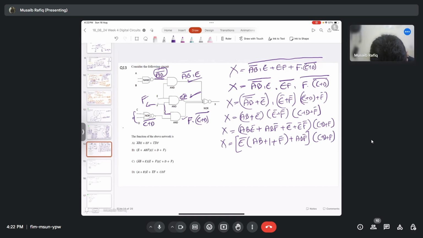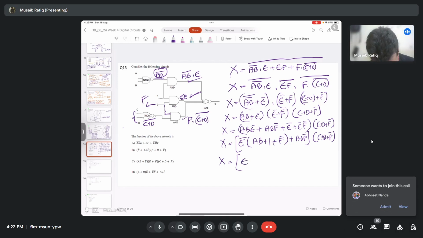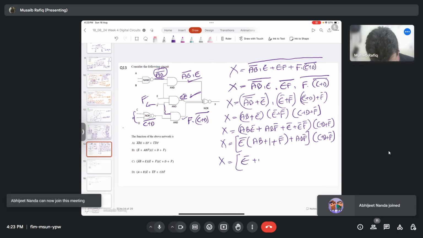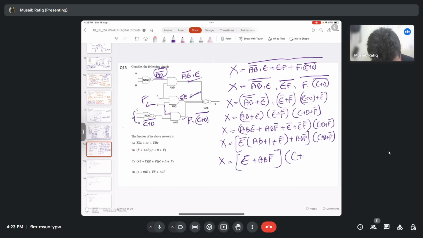This is bar D plus G plus F bar, then it's X. So 1 plus AB plus F bar is simply 1, so it will be E bar. So it is E bar plus AB F bar, and this is C plus D plus F bar. So I think I have the answer. So looking at the options, I can say it's E bar plus AB F bar dot C plus D plus F bar. So option B is the correct answer.